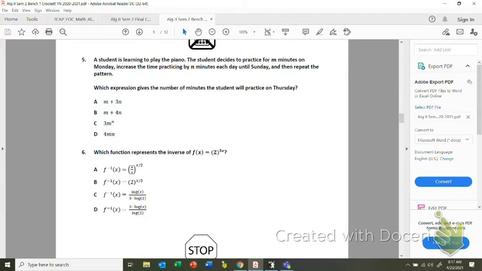Number 6. What is the inverse of f of x equals 2 to the power of 3x? First of all, what type of function is this? Linear, quadratic, or exponential? Exponential, so write exp above that. What is the inverse of an exponential?